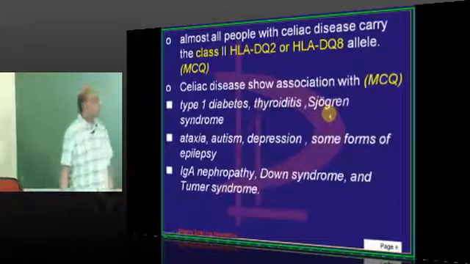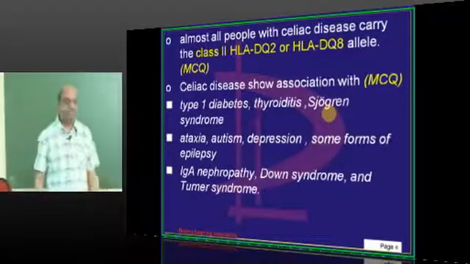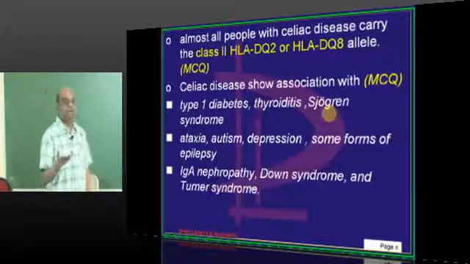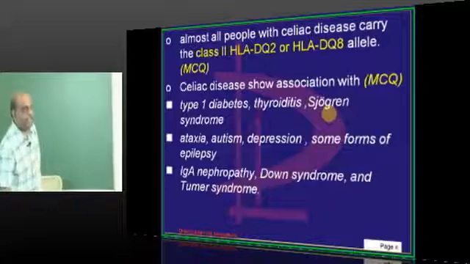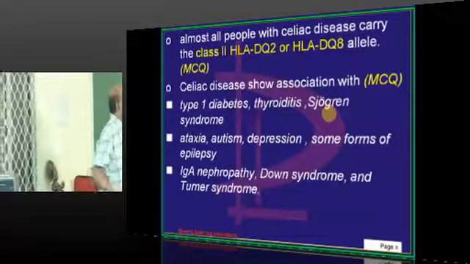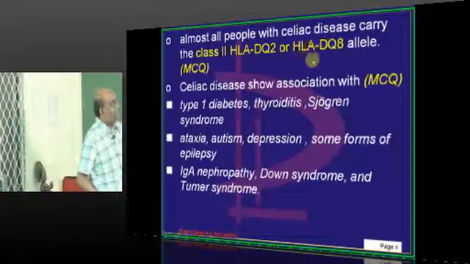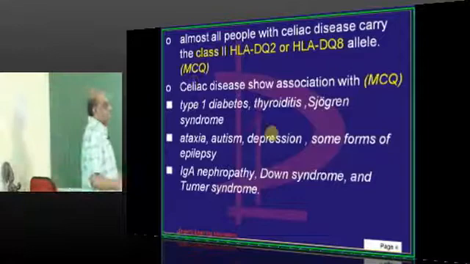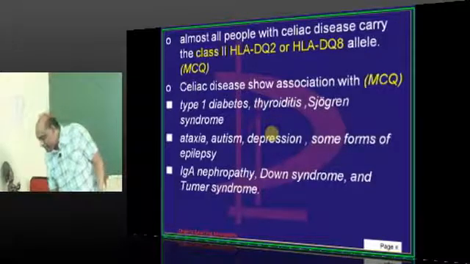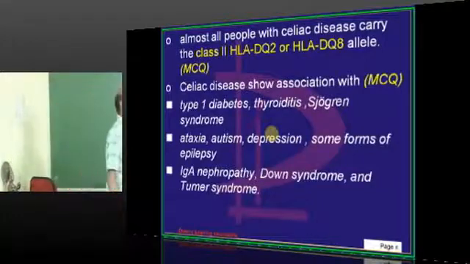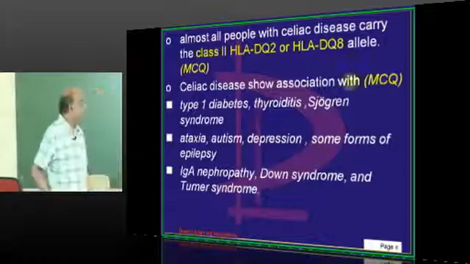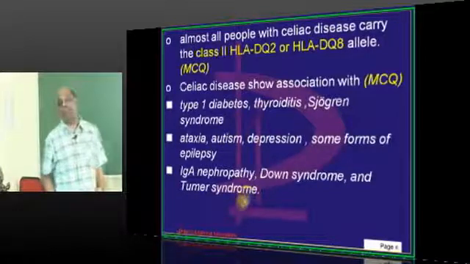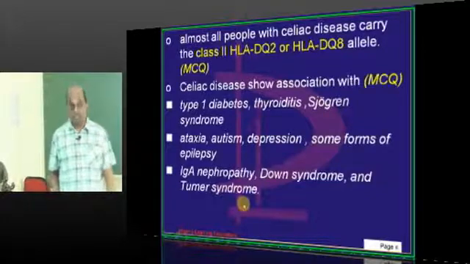Now, doctor, a lot of people eat wheat, rye. Why does everyone who is exposed to wheat and rye not develop celiac sprue? It is an important question. It is only the people who are harboring the HLA-DQ2 or DQ8 allele who are genetically predisposed to get celiac disease, is what needs to be remembered. Now, what are the other important associations you need to remember about celiac disease? Type 1 diabetes, thyroiditis, Sjogren's, autism, depression, IgA nephropathy, so many other things are associated because they too have an autoimmune basis, is what you need to understand.